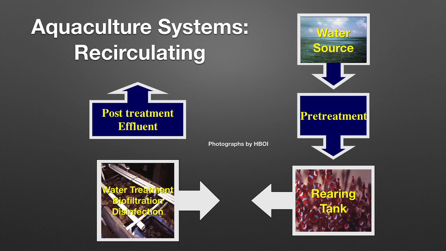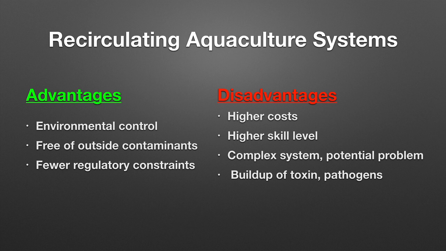In recirculating aquaculture systems, we still have a water source that is used to fill the rearing tank, but once the rearing tank is filled, the water is recirculated between the biofiltration and the disinfection systems, and there's very little effluent that exits the system. The advantage of recirculating aquaculture systems is that we have greater environmental control. The water is generally free of outside contaminants as it's treated as it comes in and is reused, and there's fewer regulatory constraints. The disadvantages are higher cost of initial infrastructure development, higher skill level and complexity of the system, and the buildup of toxins and pathogens.